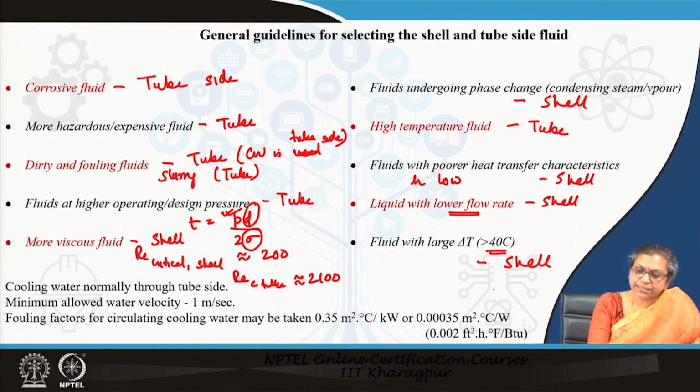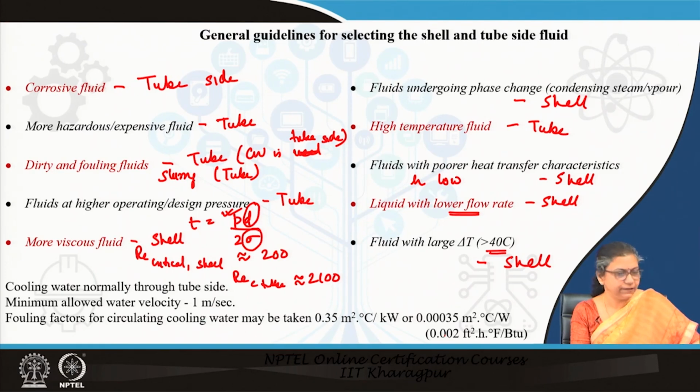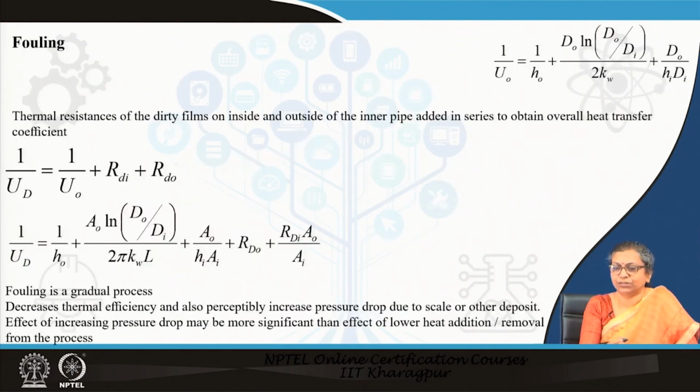So, again I will repeat, these are the general guidelines. Based on this, since cooling water normally flows to the tube side, the minimum allowed water velocity is 1 meter per second. Generally, it is always higher velocity to decrease its fouling tendency. Fouling factor is also given here. Well, this is something very important that I should have mentioned earlier.